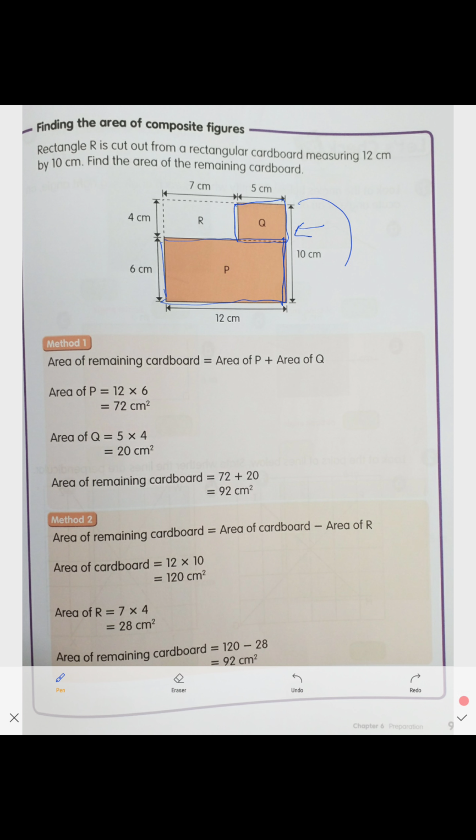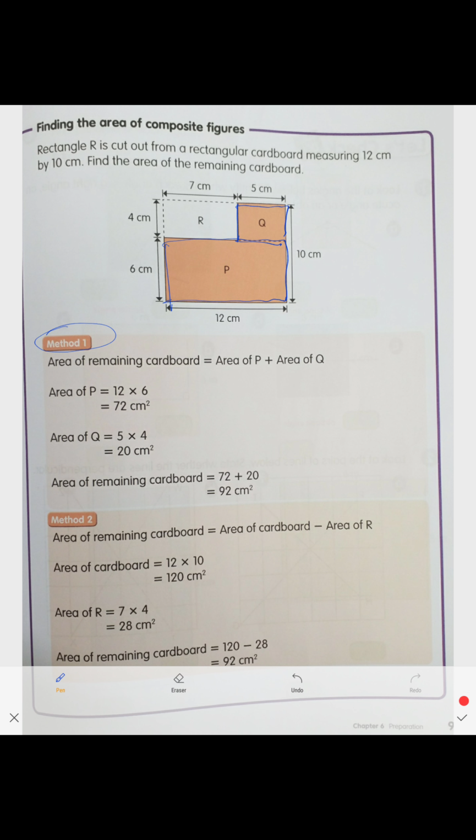These are the sides, 10, 12, right? 12 by 10. Find the area of the remaining cardboard. And they give us two methods of how we can do it. Method number one is we calculate separately two areas. We calculate this area and we calculate this area.